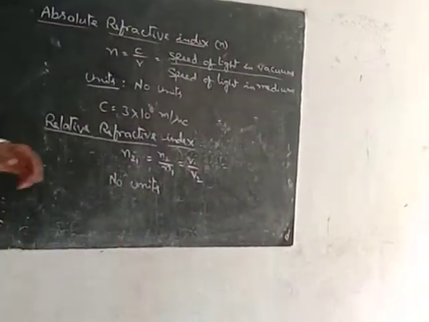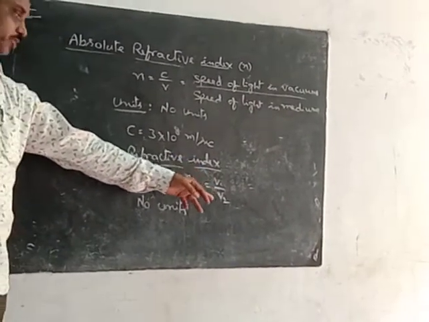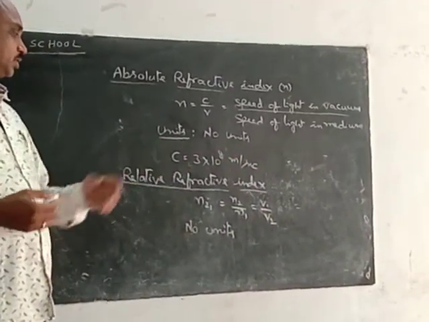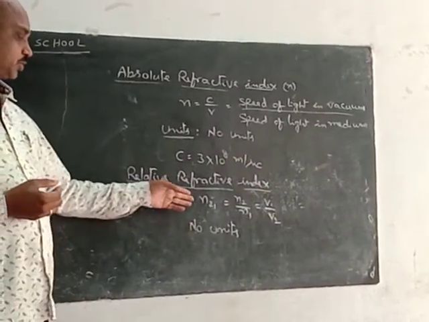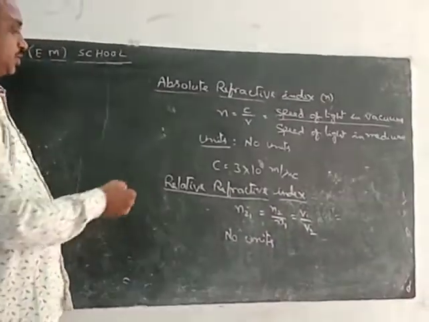What is V1? Speed of light in the first medium, and V2 means speed of light in the second medium. So relative refractive index is denoted by N21 is equal to N2 by N1 or V1 by V2. Here also no units.